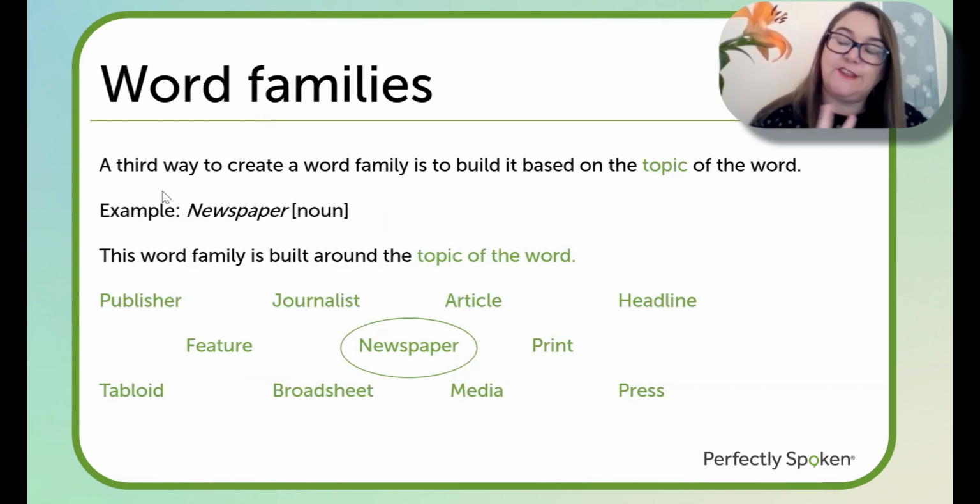So that's 3 different types of word families you can create. Remember, the first type was based on the form, verbs, nouns, adjectives. The second type built on the meaning. So you're thinking about words with similar meanings, words with opposite meanings. And finally, thinking about the topic and then brainstorming.